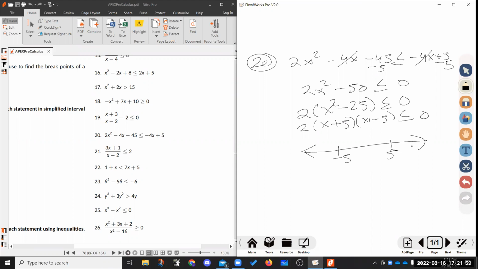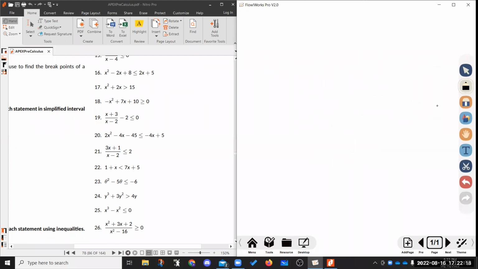And we want positive, negative, positive for our signs. We want less than or equal to 0. So we are in between the breakpoints, negative 5 to 5.